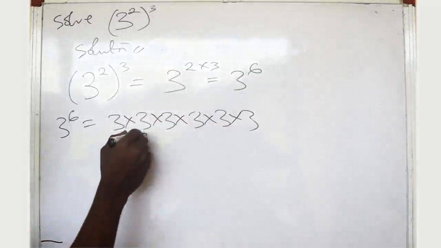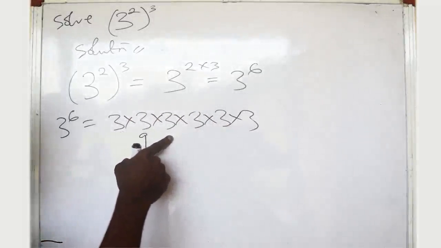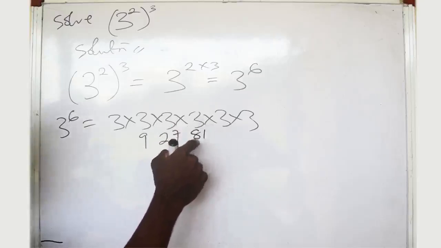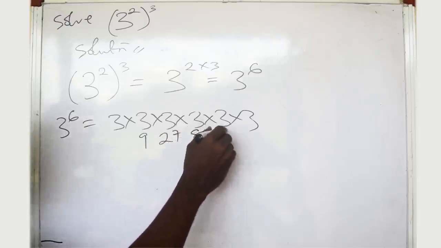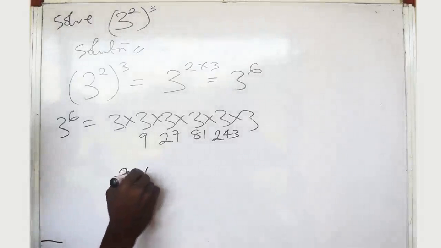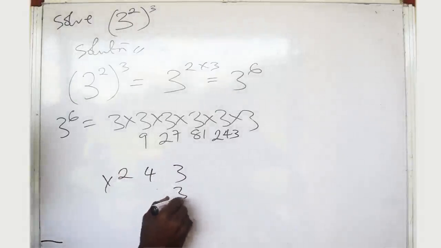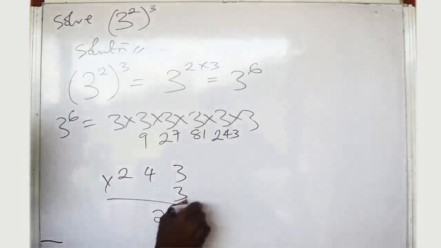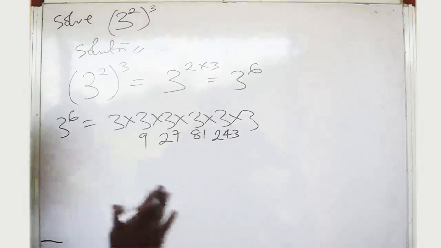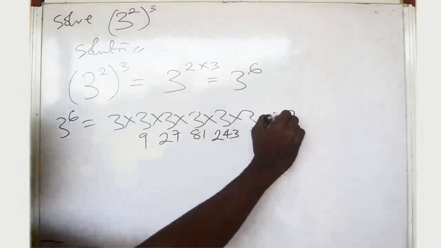3 times 3 is 9. 9 times 3 is 27. 27 times 3 will give us 81. 81 times 3 is 243. Wow. And 243 times 3 is, let me do it here, times 3. This is 9, this is 12, carry 1, this is 6. Okay, 729, I thought as much. Should give you 729.